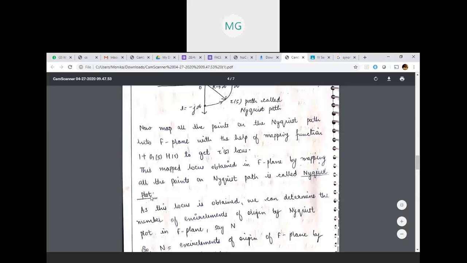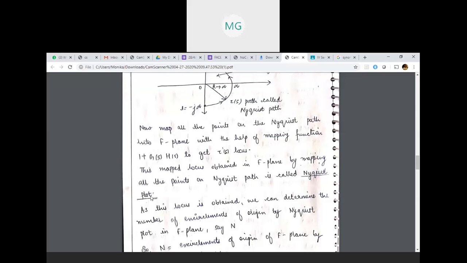Just listen to me as of now. Once we solve one problem, you will understand it better. Just understand that from the S plane, you are going to map into the F plane. And how will you map? You will take the locus of all the points on the Nyquist path into the F plane. The mapped locus obtained in the F plane by mapping all the points on the Nyquist path is called the Nyquist plot.